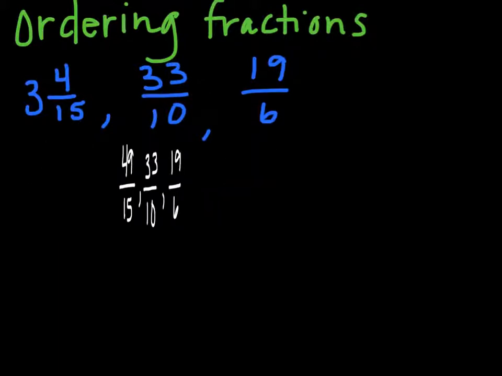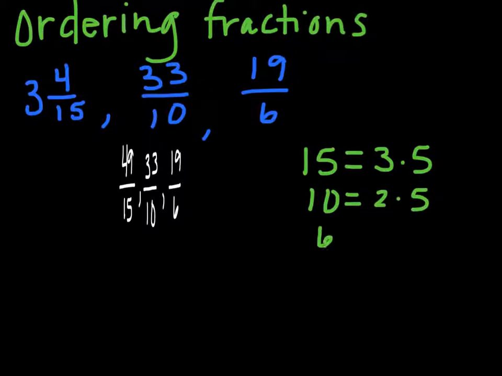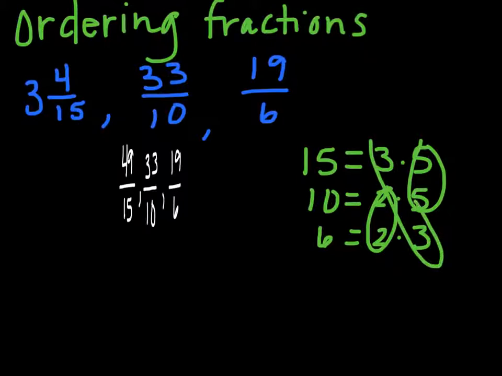Because I'm comparing 3 numbers, I'm going to use prime factorization to find my least common multiple. So the prime factorization of 15 is 3 times 5. Of 10, 2 times 5. And of 6, 2 times 3. Again, look for shared factors and only use those once. So our least common multiple is 2 times 3 times 5, giving us 2 times 3 is 6, 6 times 5 is 30. Our least common denominator, or our least common multiple, is 30.